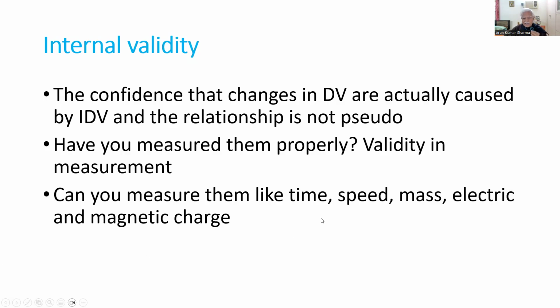Can you measure them like time, speed? Perfect measurement. Sciences have perfect measurements. You can perfectly measure time, speed, mass, electric and magnetic charge. Actually, science has advanced so much, and there is so much technological advancement before us, partly or fully because scientists have been able to measure their variables perfectly, time, speed. Nobody asks what is the reliability or validity of your measurement of speed or distance or mass or electric charge.